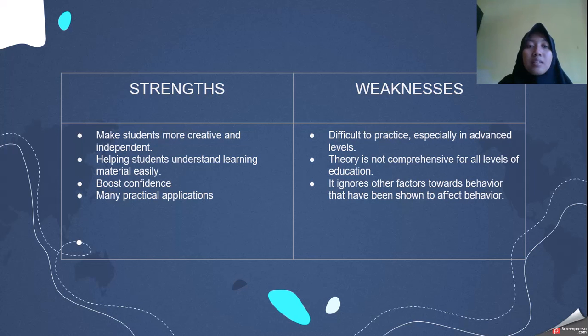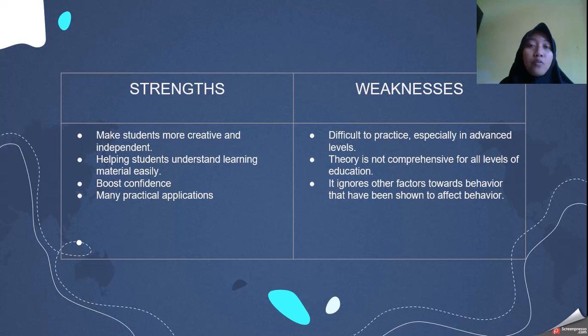First is about strengths. They make students more creative and independent, help students understand learning material easily, boost confidence, and have many practical applications. When we apply, for example, project-based learning, it can make the students creative because they can think about what they want to do, and they will also be independent because the teacher only facilitates and observes their project.